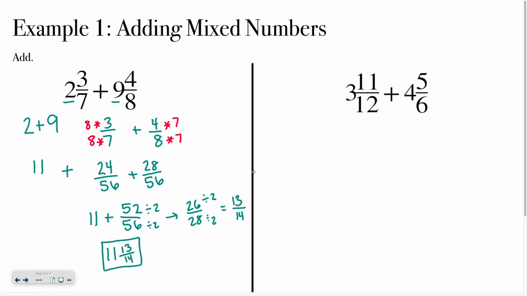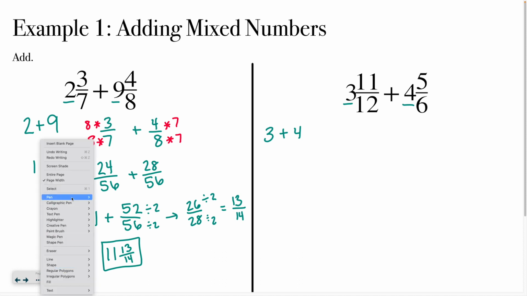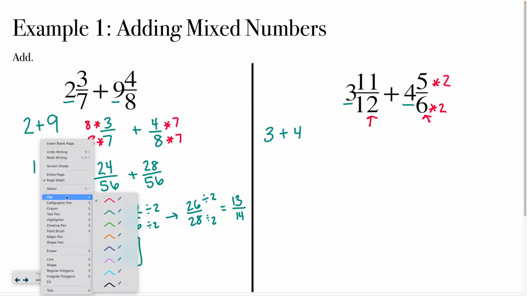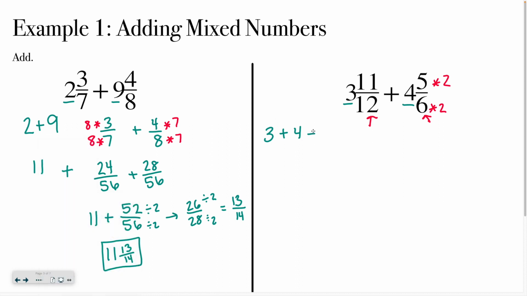Okay, so that can be one way that you solve this problem. Now, let's look at another problem type. I can still take those whole numbers and add them off to the side. And then if I take a look at my fractions, I see, hey, I have a 6 and a 12. I know that 6 times 2 gives me 12. So I'm just going to multiply this second fraction by 2 rather than changing everything. So I'm going to say plus 11/12 plus, and then 5 times 2 is 10. 6 times 2 is 12.